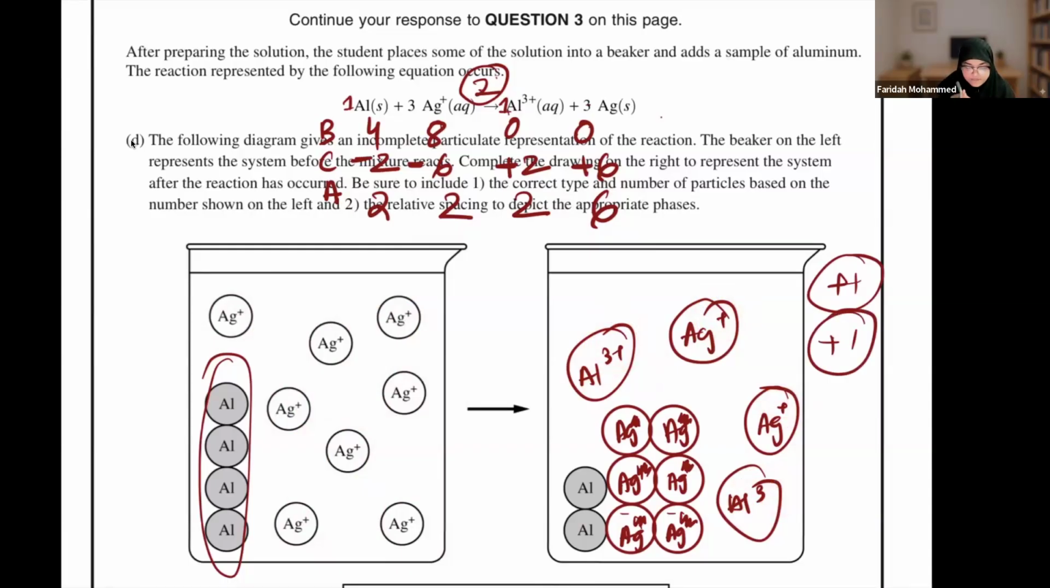And at the end, you're going to see, did you have them in the correct state? That means clumping together. If you're Ag solid, you have 6 Ag solid clumped together like that, and 2 Ag plus and 2 Al3 plus. Then you give yourself another 1 point. Any question?